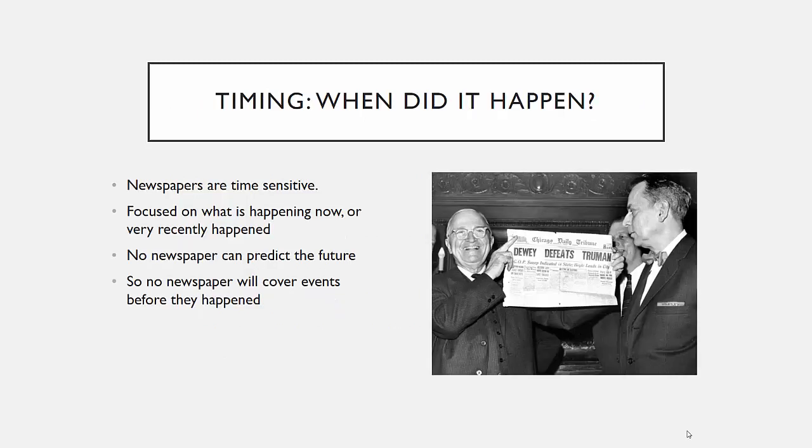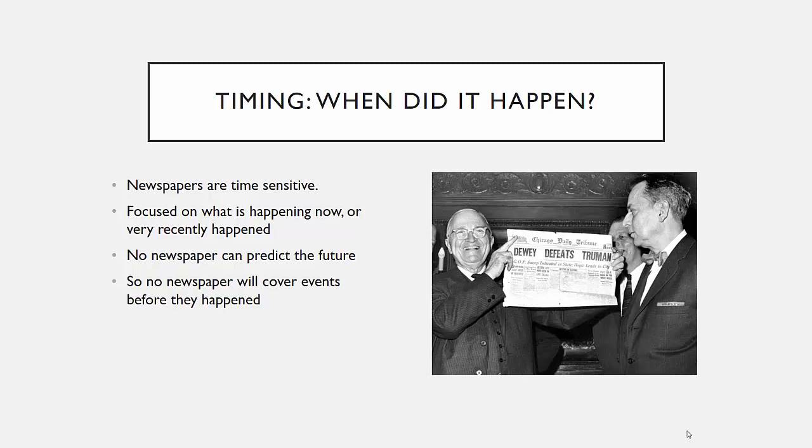To begin with, let's talk timing. As a daily record of events for a specific area, newspapers are extremely time-sensitive. Newspapers focus on covering events as they occurred, or as close to that event as possible. However, as the Chicago Tribune learned the hard way while covering the presidential election in 1948, no newspaper can cover an event before it occurred.